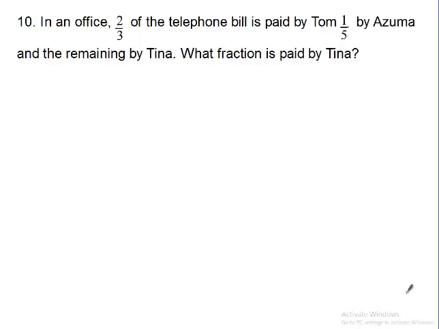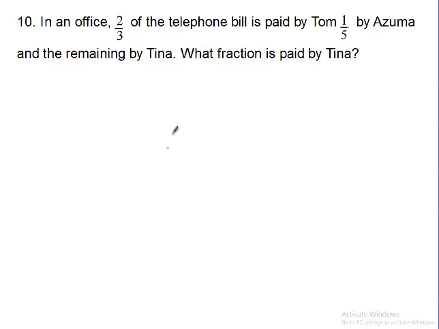So let's have a look at this question. It's a word question, and many people somehow are afraid of word questions. Don't be. We just need to read the information carefully and see how to go about solving the problem. In an office, 2/3 of the telephone bill is paid by Tom, 1/5 by Azuma, and the remaining by Tina. What fraction is paid by Tina?